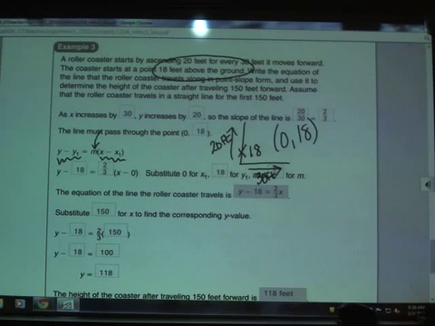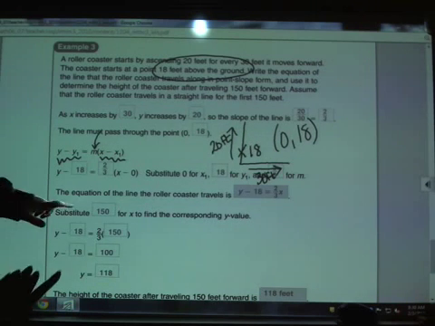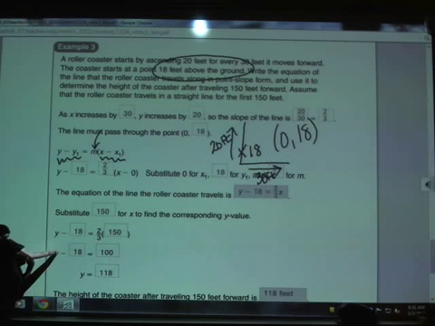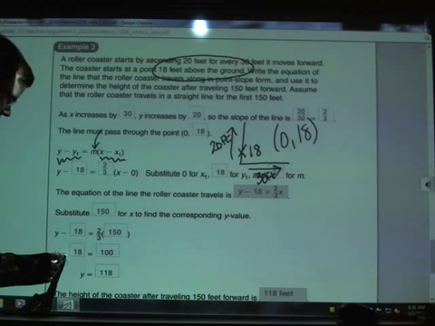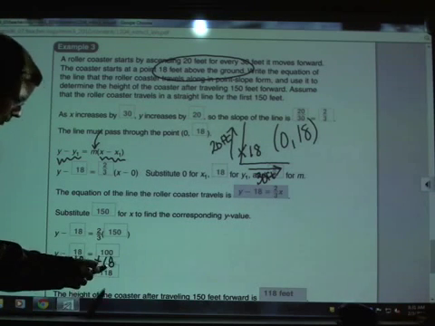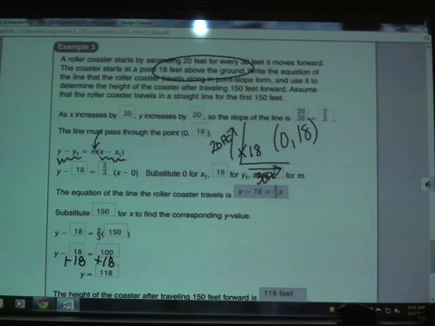And once we change x into 150, we're supposed to solve the equation. So when I change x into 150, I'm doing 2/3 of 150, which is 100. So this is y minus 18 equals 100. Add 18 to both sides, and you get y equals 118, which is now how high the roller coaster is after it's traveled 150 feet forward. It's now 118 feet in the air.